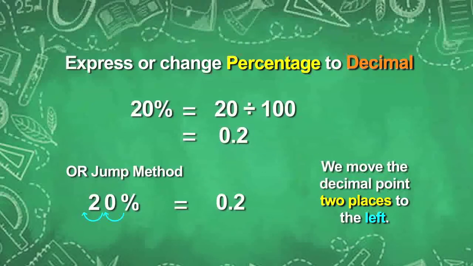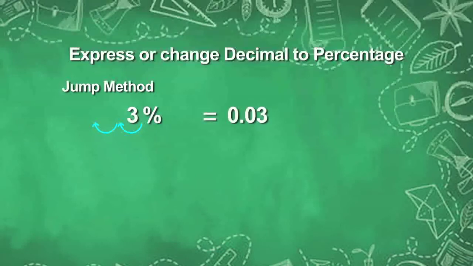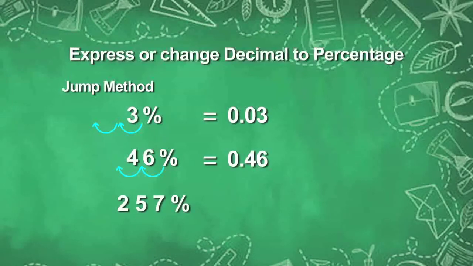Let's do some more examples. 3%, move decimal point 2 places to the left, will give 0.03. 46%, 0.46, and 257% as 2.57.